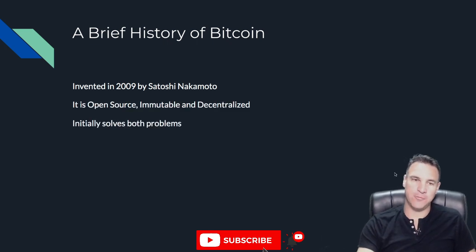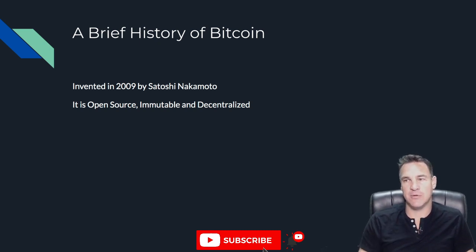So next, what is Bitcoin? It is an open source, immutable, and decentralized platform. So let's go through those words. It's very, very important to understand.